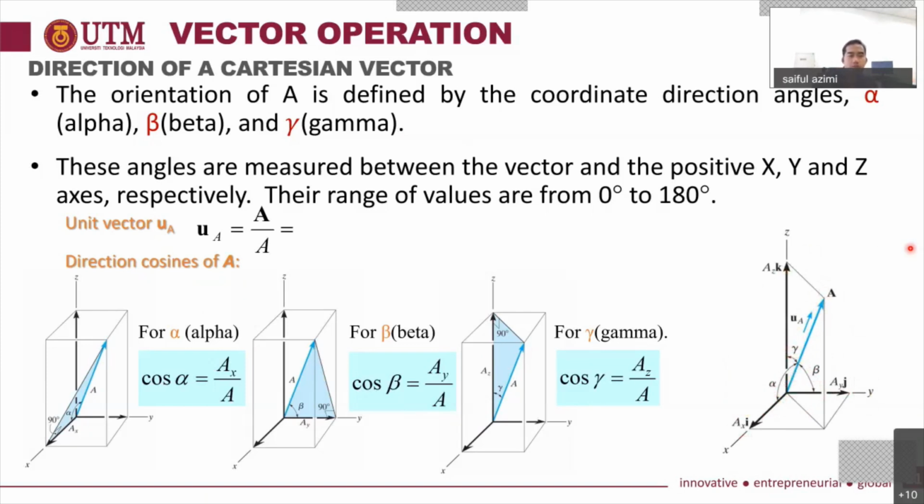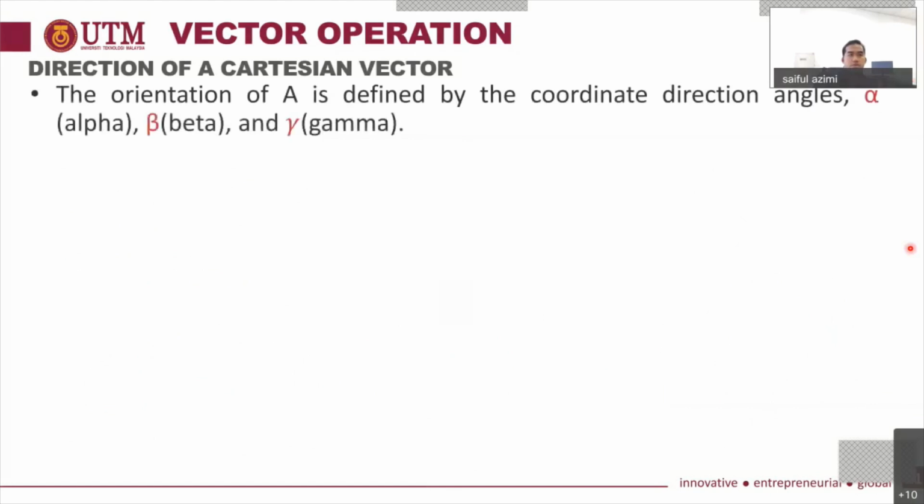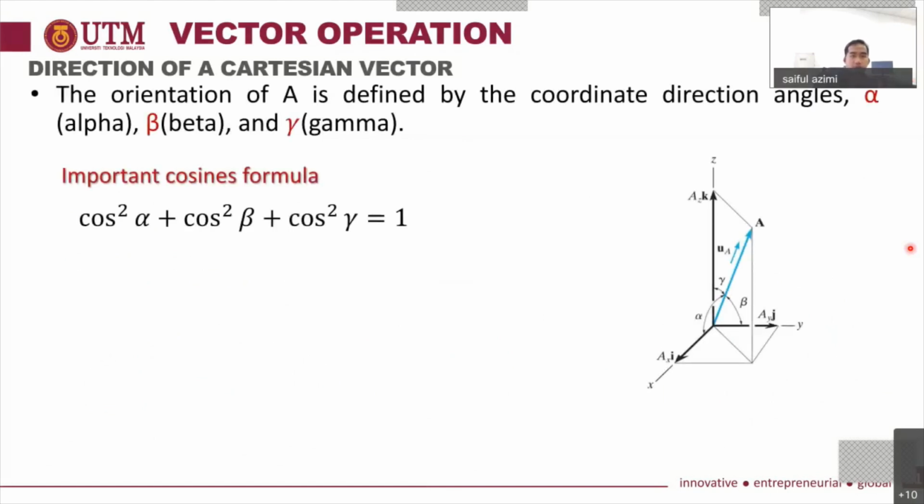Okay, right. So in addition to that, if you wanted to find the angles alpha, beta, and gamma, you can use the cosine formula. Cos square alpha plus cos square beta plus cos square gamma equals 1. Okay, so this is one of the important cosine formulas in order for you to find the orientation or the angle for your 3D Cartesian representation. So you must know this formula.